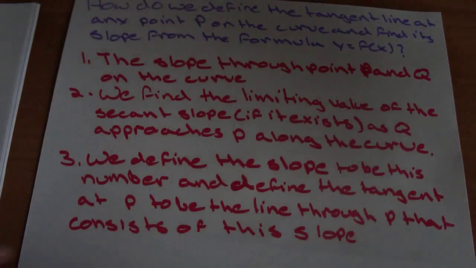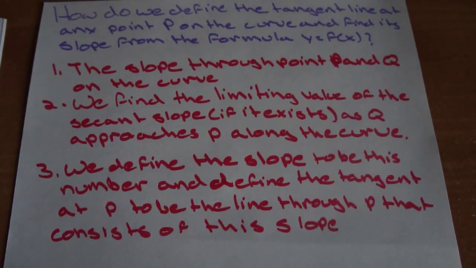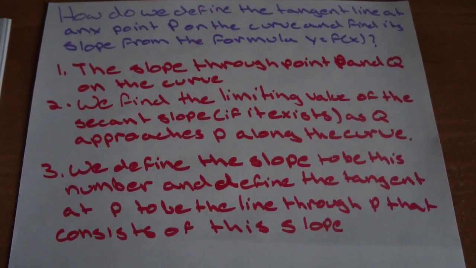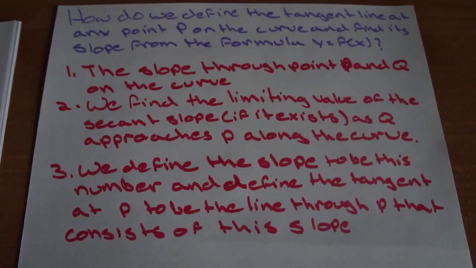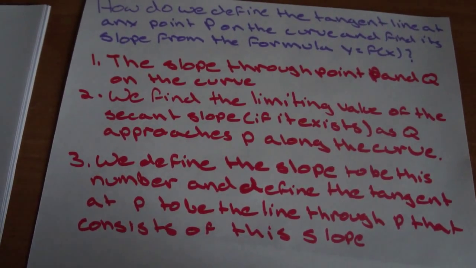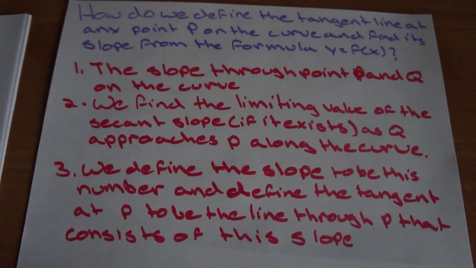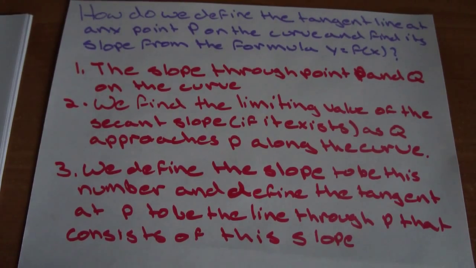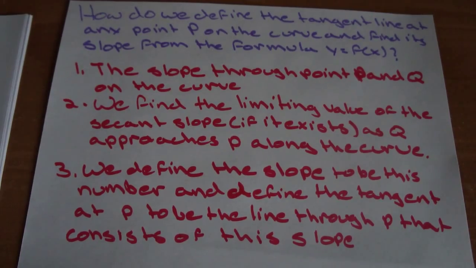Now the problem we face is, how do we define the tangent line at any point P on this curve and find its slope from the formula y equals f of x? The problem is that we have one point, while our usual definition of slope requires two. But in the year 1629, Fermat created a new way to find the slope of a tangent line with only one point.